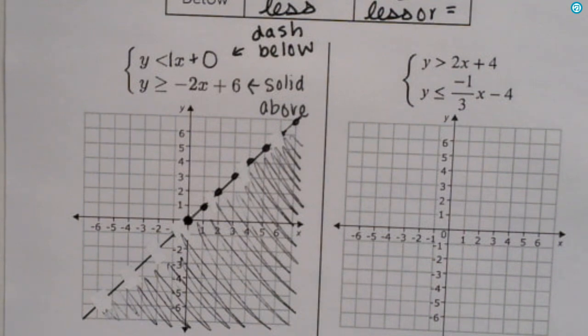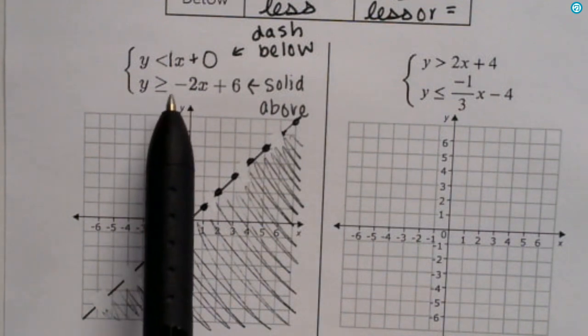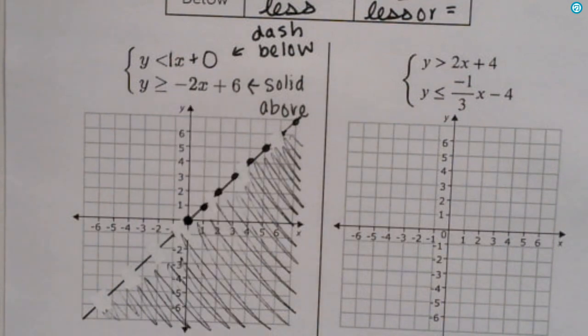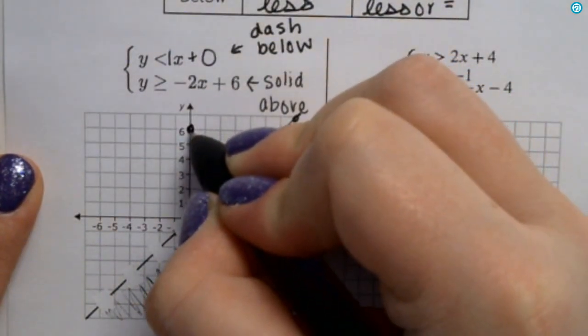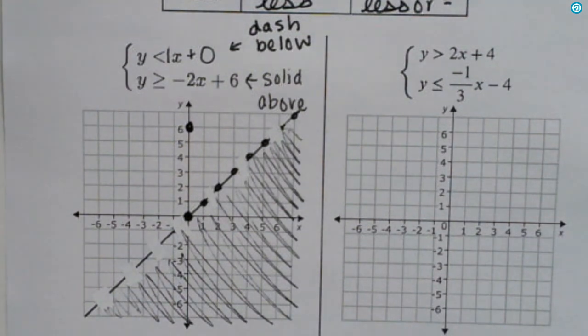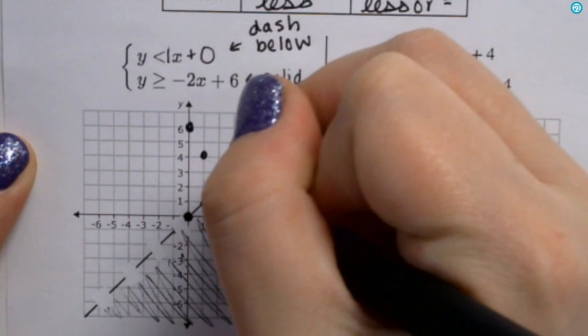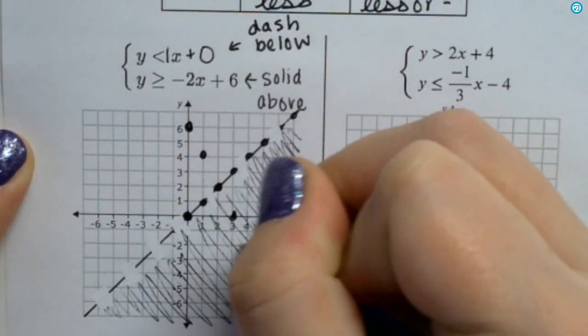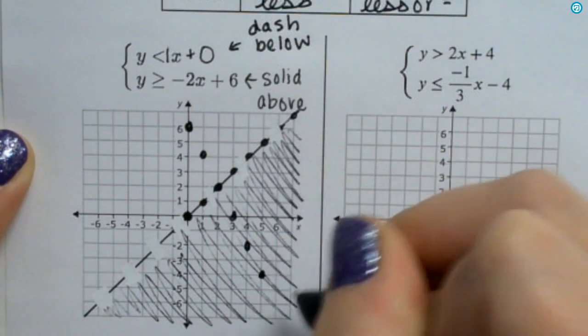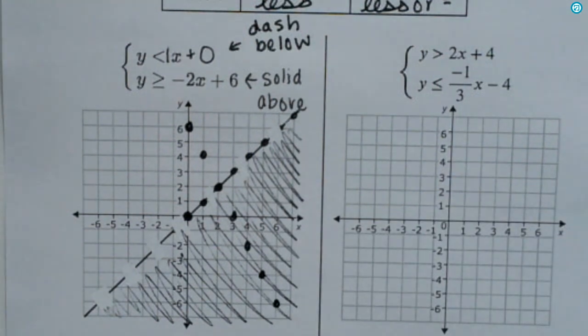Okay, any questions about graphing that first one? Okay, that's exactly what we did in 2.7. Now we do it again on the same graph. We've got y is greater than or equal to negative 2x plus 6. So we'll start that one at positive 6. And my slope is negative 2, so I go down 2, right 1. And again, I have to go all the way across my graph.